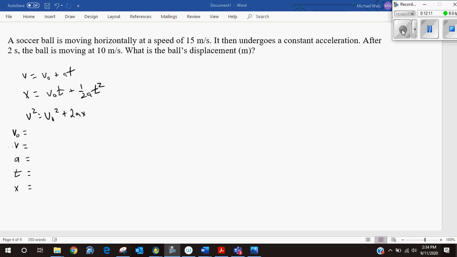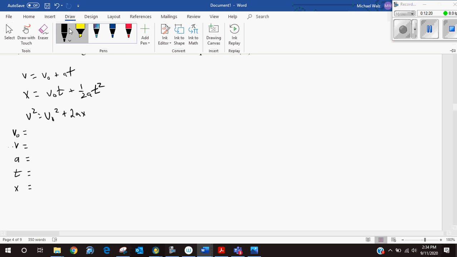Okay, got a couple more questions here. This one says that a soccer ball is moving horizontally at a speed of 15 meters per second.